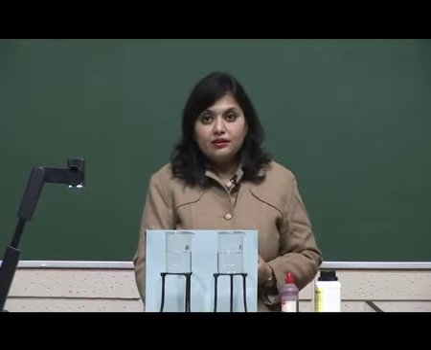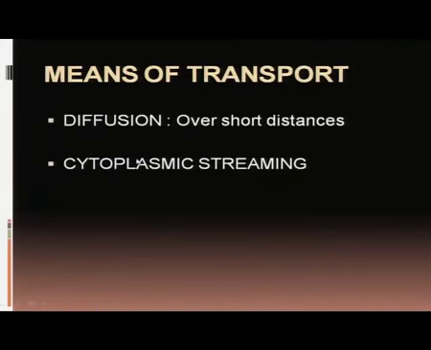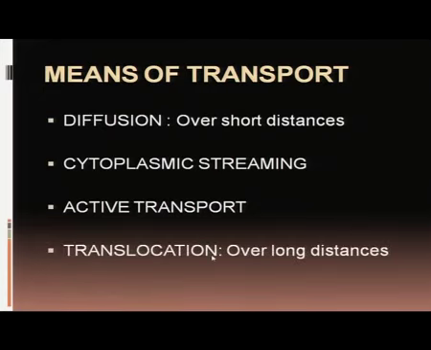Then there is cytoplasmic streaming. Cytoplasmic streaming is a mechanism which is dependent on ATP, that is, it is an active mode of transport, and in it the cytoplasm moves around in the cell so that the nutrients and other materials are taken to every nook and corner of the cell. Then of course there is active transport, whereby energy in the form of ATP is used to carry out the transport of substances. And finally, there is translocation. Translocation is movement of substances and material over long distances.